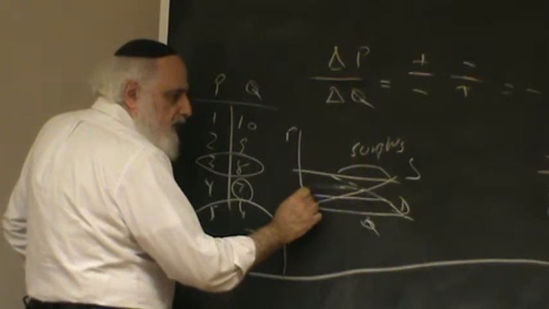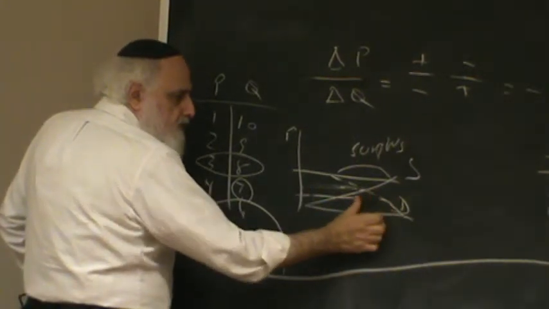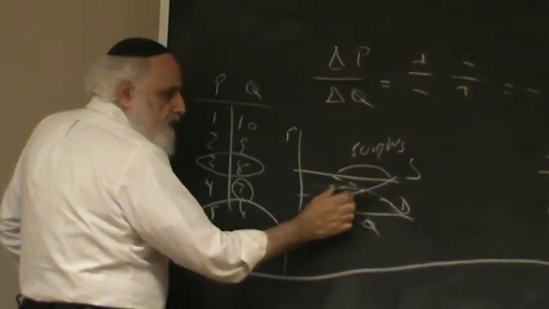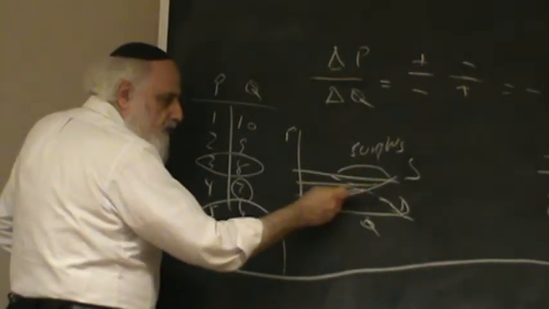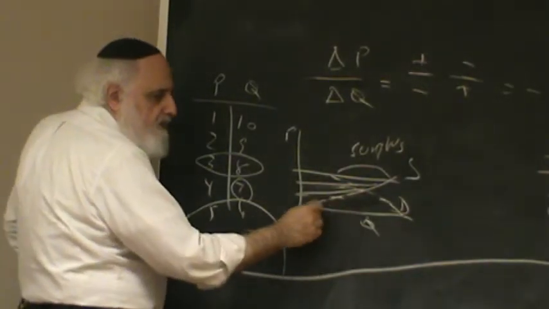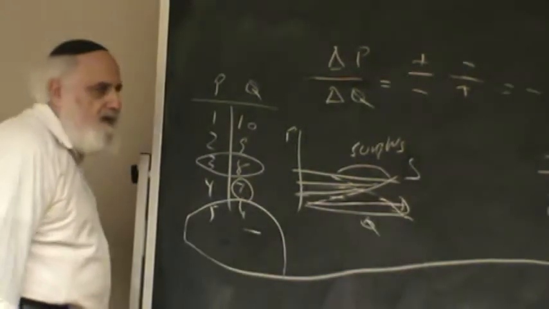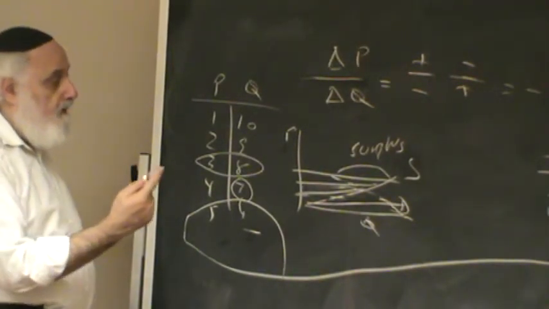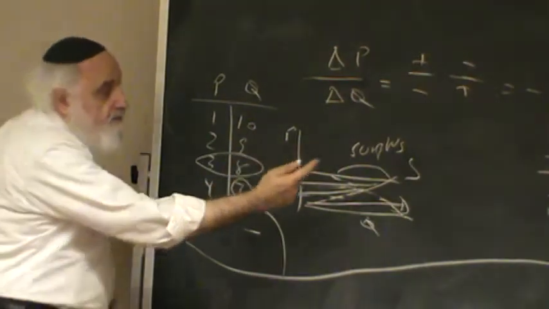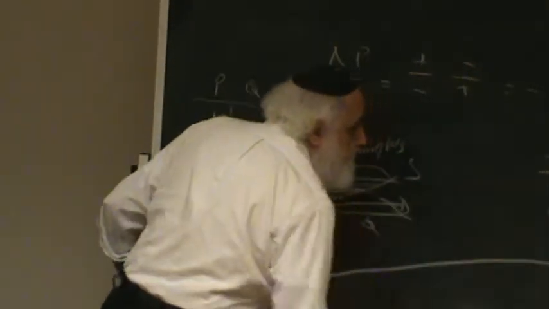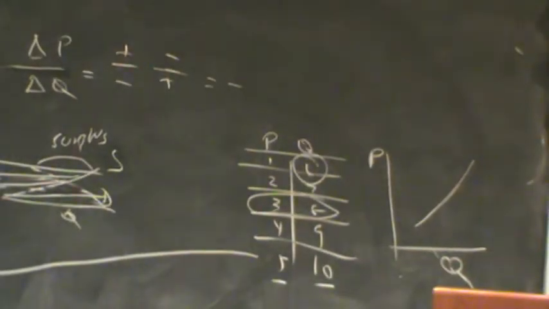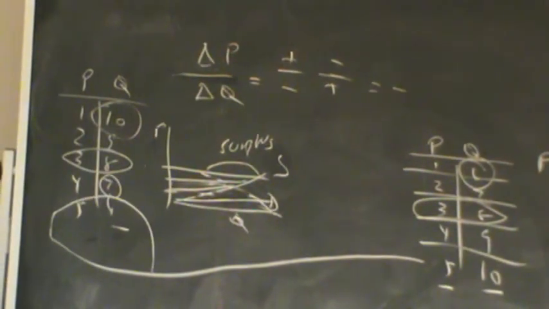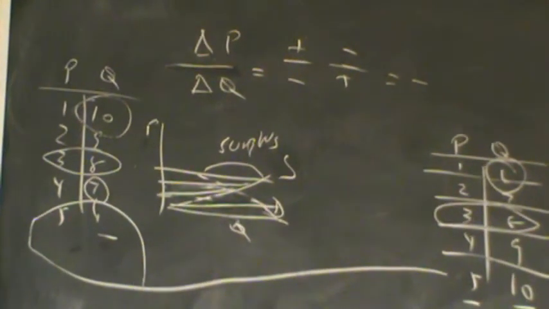If the market starts out, we drew this actually wrong. It should have been coming down. Same thing if the market starts out below the equilibrium point. Market starts out at 1. At 1, he comes with 6 bushels, but people want 10. He comes with 6 and people want 10.